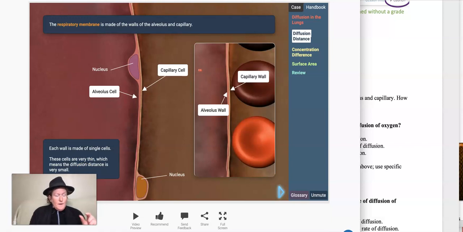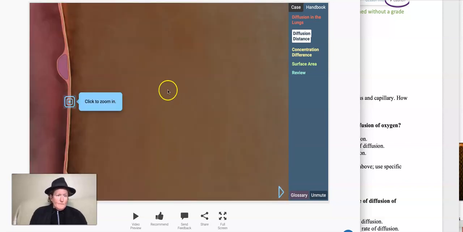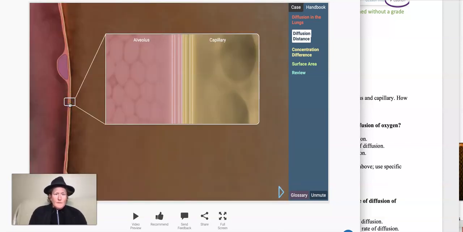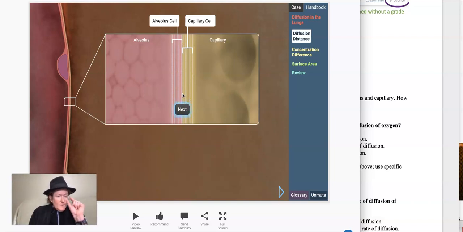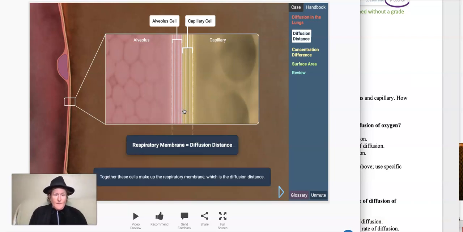So the structure here, those very, very thin cell membranes and tiny cells, make it easy for oxygen to cross those thin cell membranes. So there's the cell membrane of the alveolus, and here's the cell membrane of the capillary. They're right next to each other, so oxygen doesn't have to go very far.